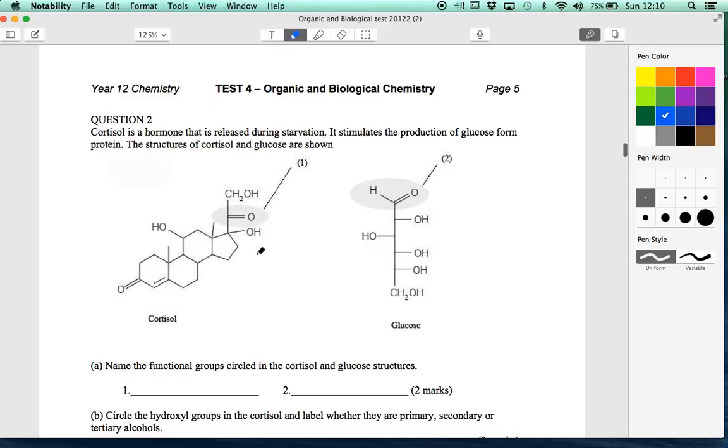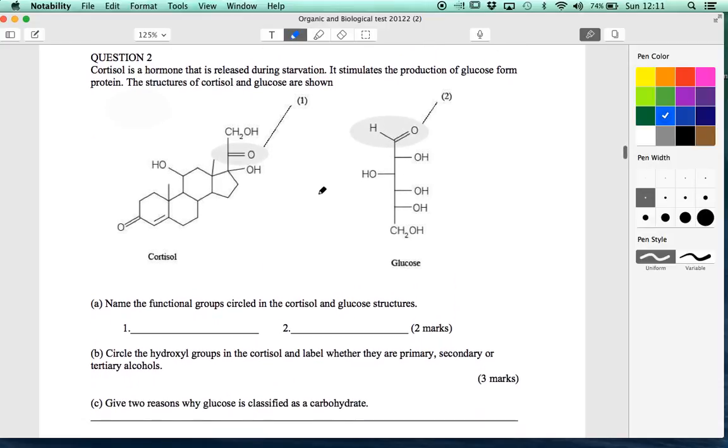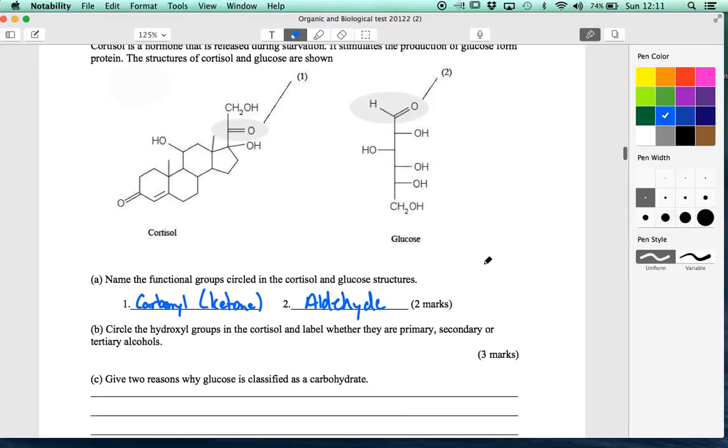Question 2 said cortisol is a hormone that is released during starvation. It stimulates the production of glucose to form protein. The structures of cortisol and glucose are shown below. So name the functional group circled. That's carbonyl. That's a carbonyl functional group. I will accept ketone as well, and so will your examiners. And number 2 here is the aldehyde. Again, worth 2 marks. If you're basing on a mark a minute, that should have taken you 30 seconds. You've just freed up a minute and a half later on somewhere else.